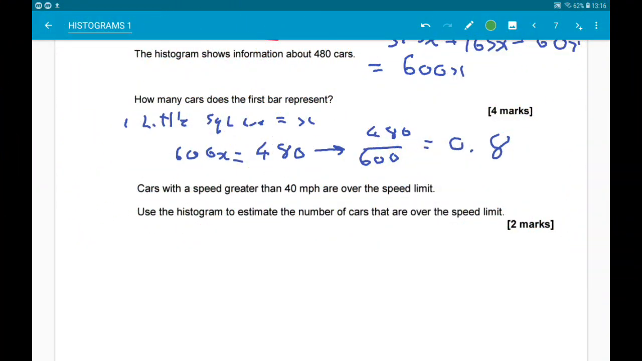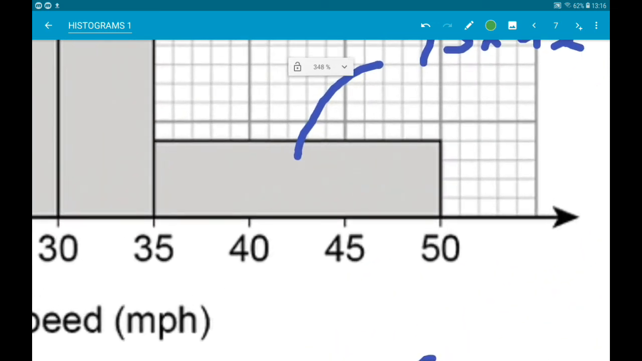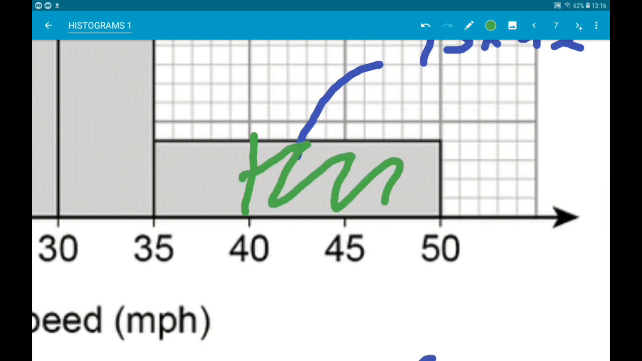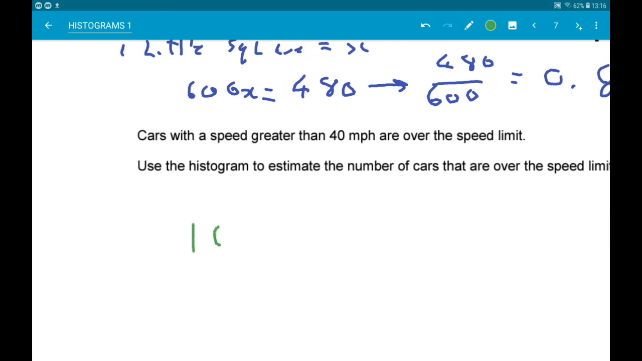Okay then, for the final part, cars with a speed greater than 40 miles per hour are over the speed limit. We want to calculate an estimate for the number of cars over the speed limit. So find 40 miles per hour, it's here. We want the area of this bit. Now we know one little square is 0.8. We have 4 little squares, so that's 3.2. And then our width is 10, so 10 times 3.2 is 32.